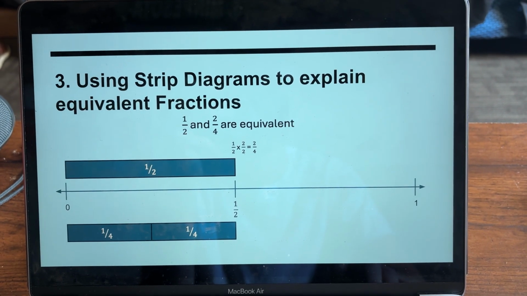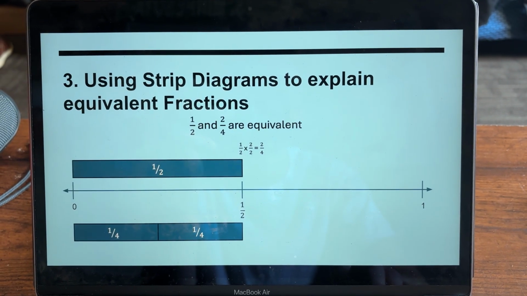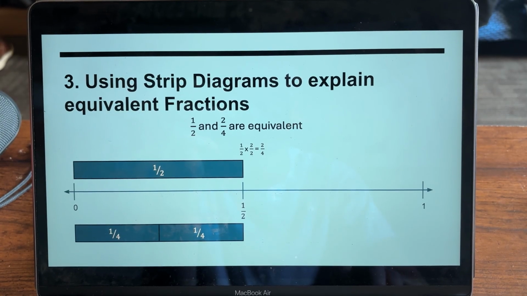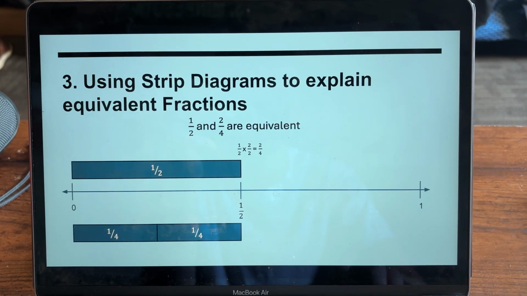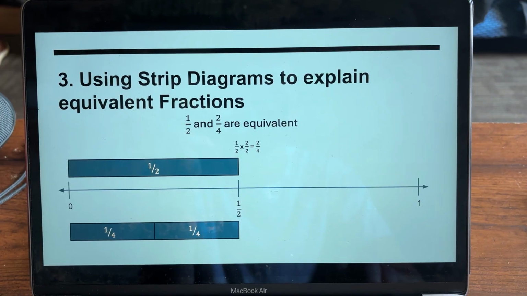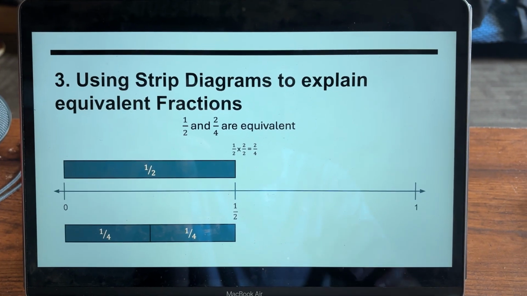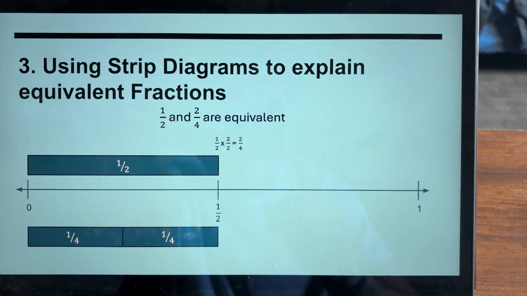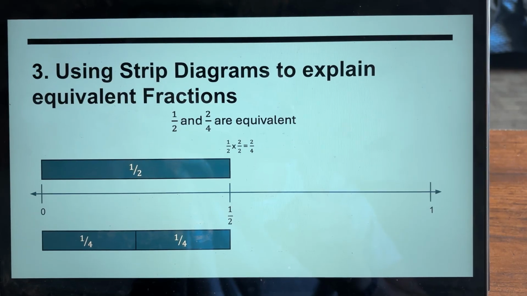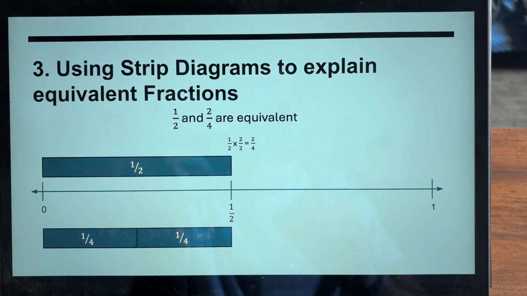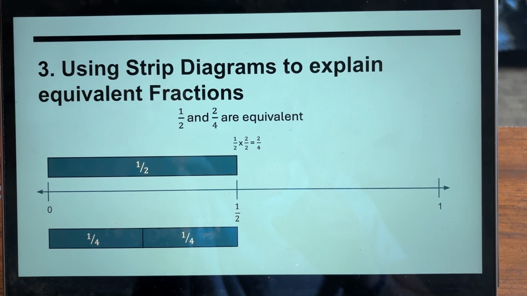Now, for using strip diagrams to explain equivalent fractions, you can see the statement 1/2 and 2/4 are equivalent, but how can you understand that? You could use it in the ways you were taught. We used to be taught 1/2 times 2 over 2 equals 2/4. What you do to the denominator, you must do to the numerator.